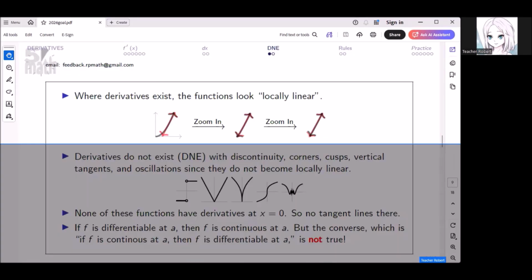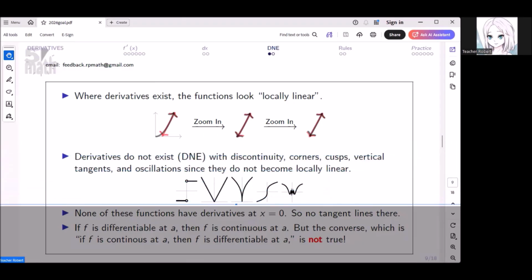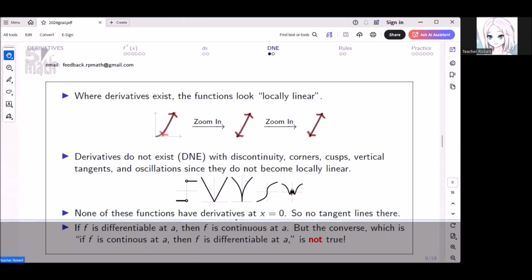Where derivatives exist, the functions look locally linear. Derivatives do not exist, DNE, with discontinuity, corners, cusps, vertical tangents, and oscillations, since they do not become locally linear. None of these functions have derivatives at x equals 0, so no tangent lines there.